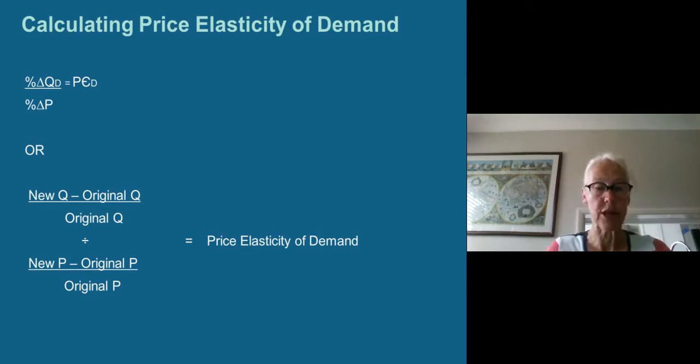So what you can see is the change in quantity demanded. This is worked out by the new quantity minus the original quantity, divided by the original quantity. And that gives us the percentage change in demand. And then underneath that, to get the percentage change in price, we've got the new price, new P, minus original price, divided by original price. Okay, so if I was doing this calculation, I would do those two calculations separately and then divide the change in quantity by the change in price.